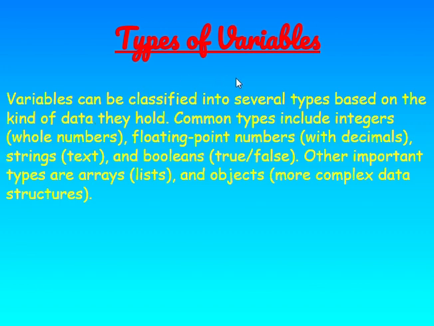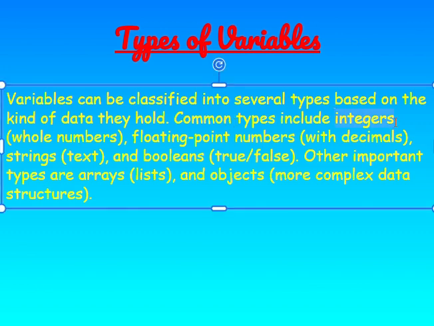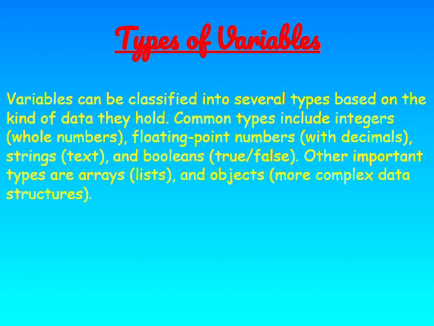Variables can be classified into several types based on the kind of data they hold. Some common types include integers. I'm pretty sure every one of you knows what integers are. They're whole numbers, correct? Floating point numbers, they are decimals. Strings are text, and booleans are true or false.